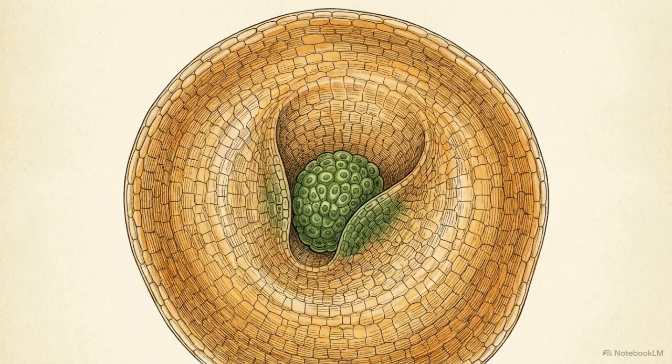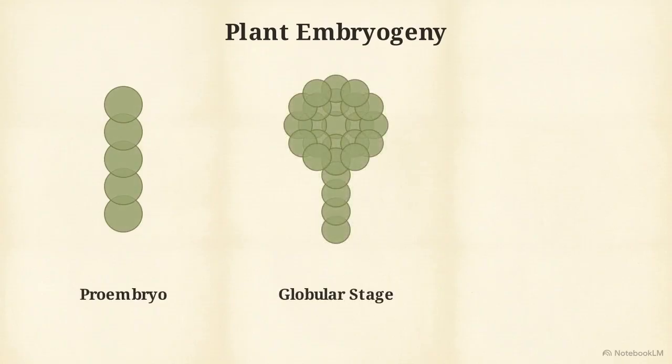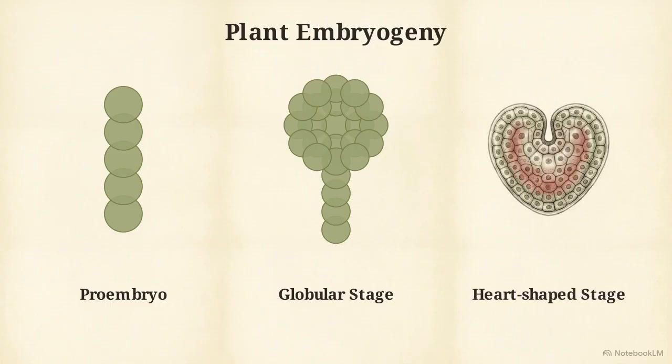The zygote waits for this tissue to form because it provides the guaranteed nutrition required for the embryo to survive its early development. Fueled by the endosperm, the zygote initiates embryogenesis. It expands from a simple proembryo into a globular shape and eventually into a heart-shaped structure. This comparative blueprint shows the 2 paths.